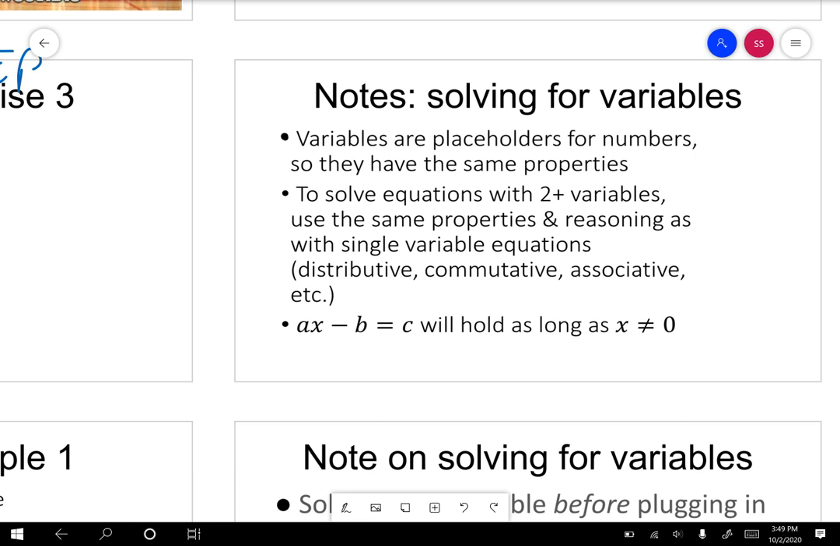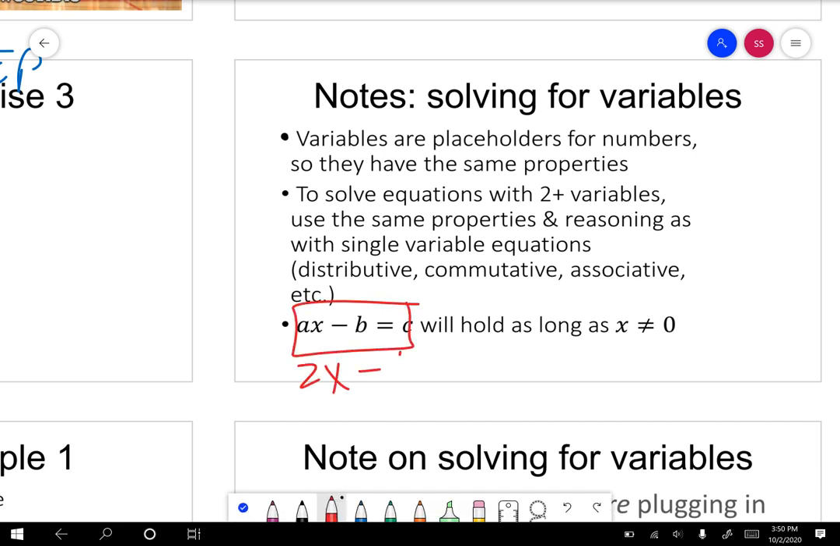So we're going to use the distributive property, commutative property, associative property, combining like terms, using inverse operations to isolate the variable that we're solving for. Okay, so same exact process and concept as solving for a variable when there's only one variable in the equation versus when there's 2 or more. So hopefully now you won't get a little nervous when you see stuff like this instead of this or whatever that equation was.